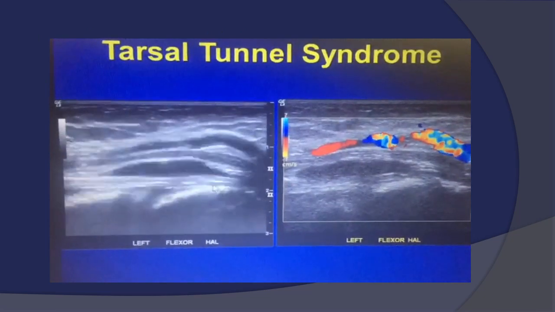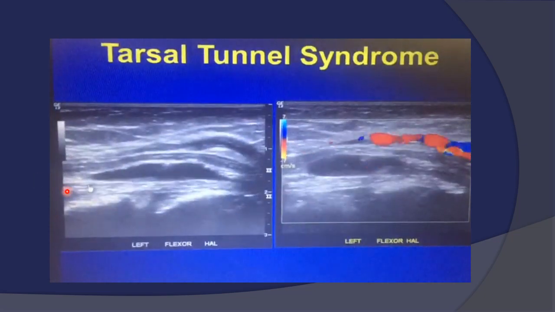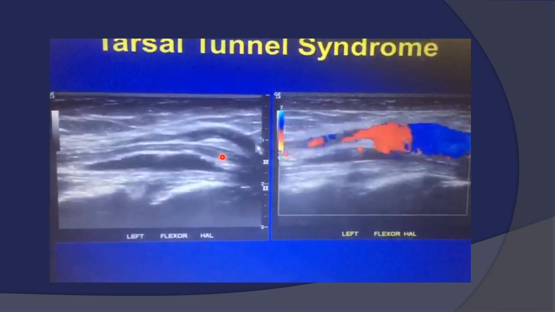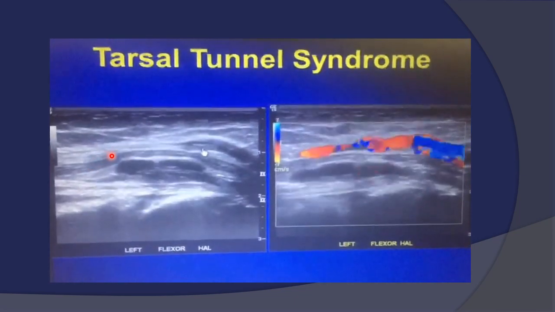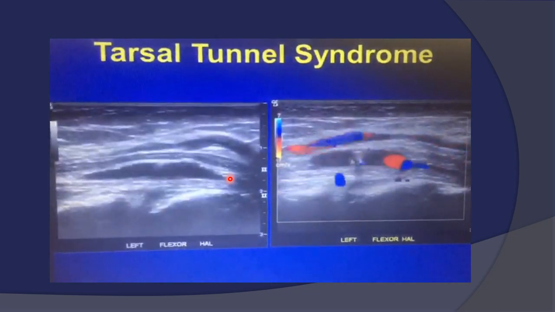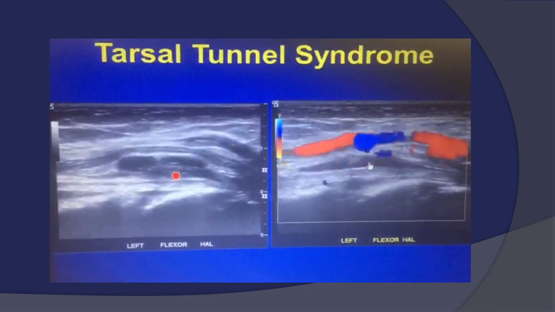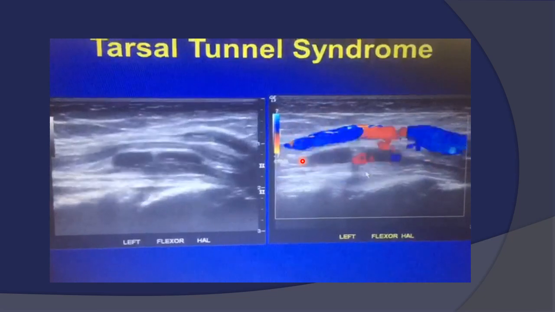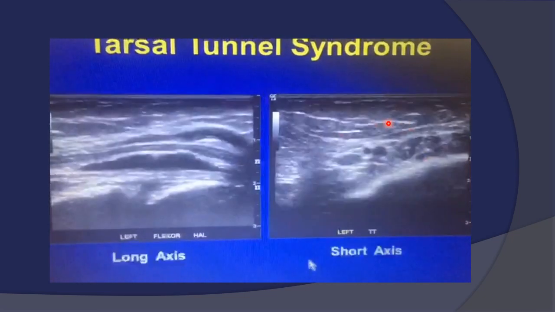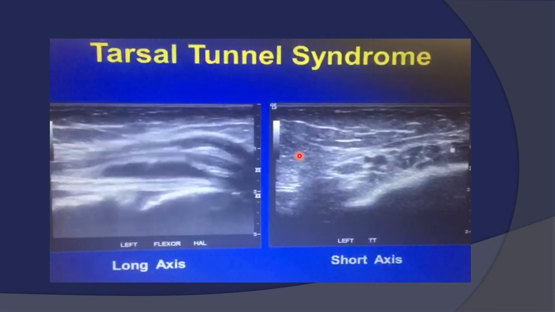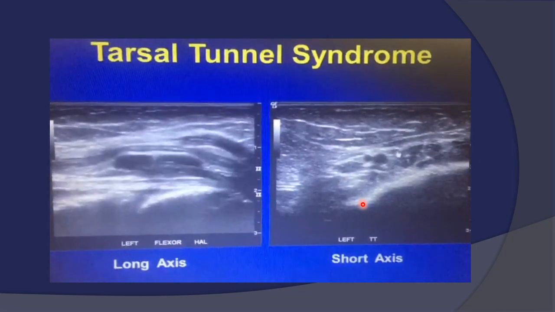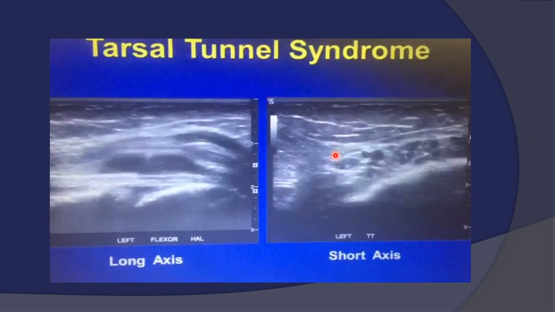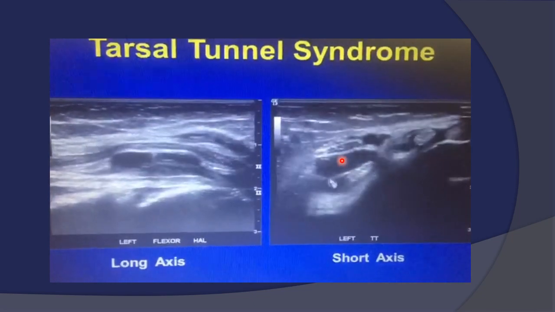This is an example of tarsal tunnel syndrome, where we can see a cystic lesion and the tibial nerve seen above this lesion. On dynamic imaging, we notice that this cystic lesion compresses the tibial nerve. Doppler study can help us to check the vascular structures in this region. As we see here, this is the nerve, and this is the cyst seen just posterior to it.